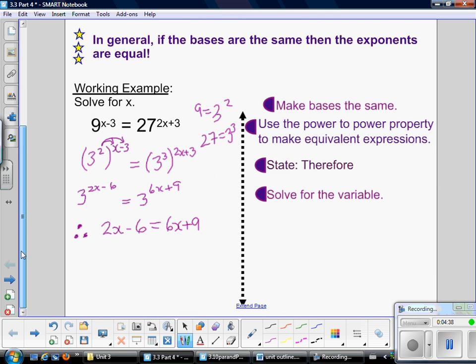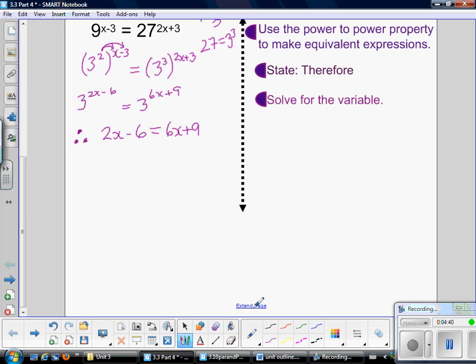This equation obviously requires a little bit more work than the one at the top. I want to get all the x's to one side, so I'm going to subtract 2x from both sides. I'm going to have negative 6 equals 4x plus 9. I'm going to subtract 9 from both sides, so I end up with negative 15 equals 4x. Then divide both sides by 4, so I end up with x equals negative 15 over 4. I would leave it like that. I wouldn't change it to a decimal. So that's pretty much the steps for everything. Let's take a look at more examples.